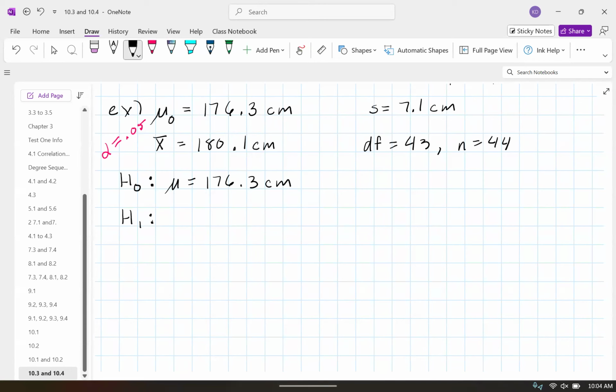Our alternative hypothesis, well, it was written, it says that they think presidents in general are taller than the average human male or American male. So in this case, that says to me it's a one-tailed test. So we think our mu is going to be bigger than 176.3 centimeters.